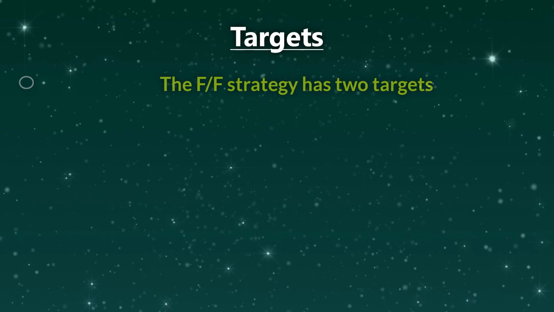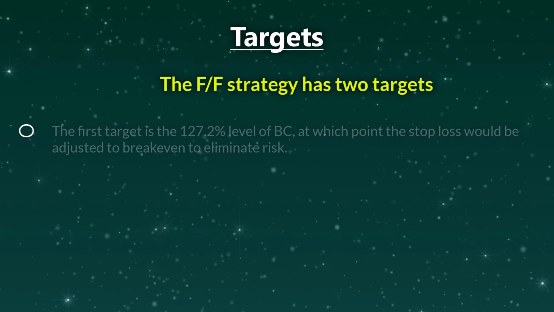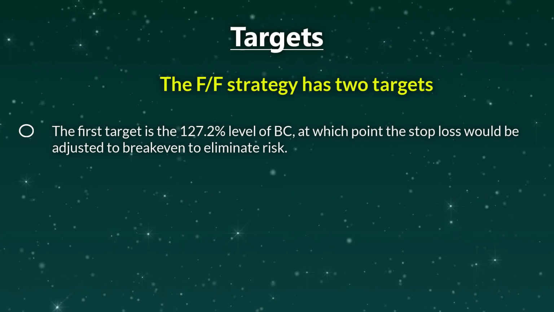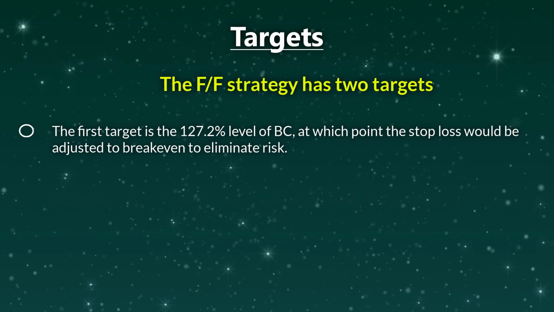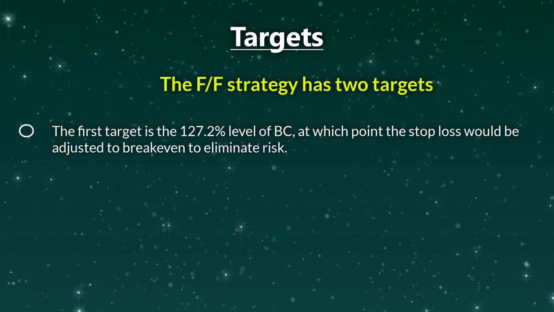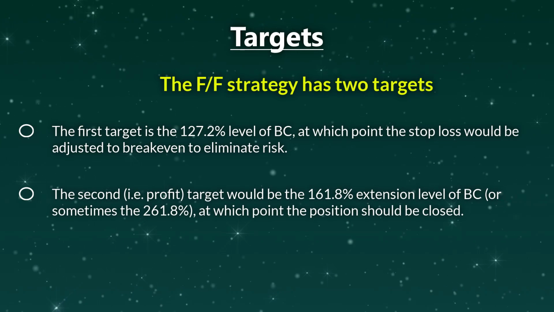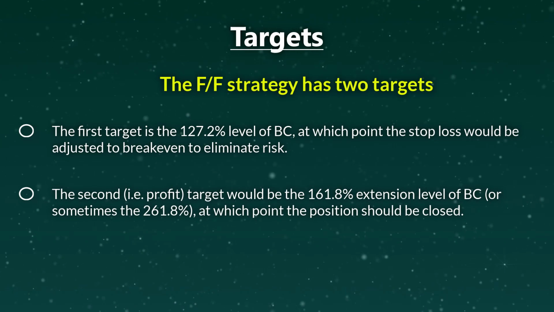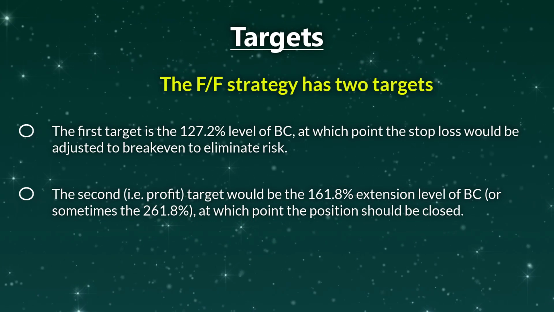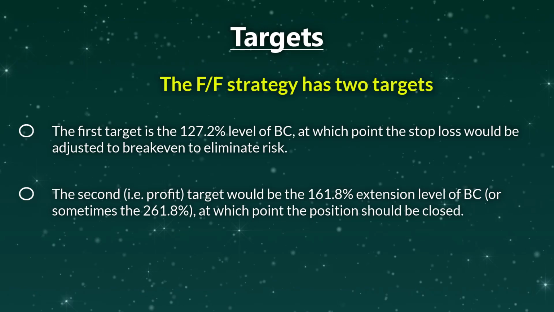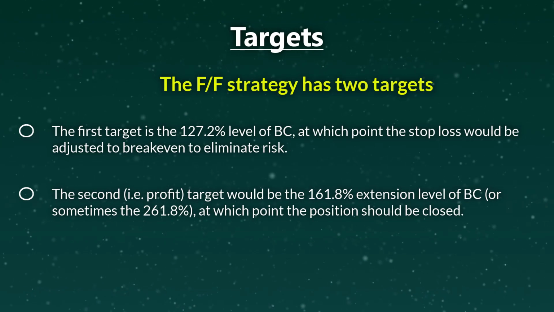Targets. The FF strategy has two targets. The first target is the 127.2% level of BC, at which point the stop loss would be adjusted to break even to eliminate risk. The second, that is profit, target would be the 161.8% extension level of BC, or sometimes the 261.8%, at which point the position should be closed.